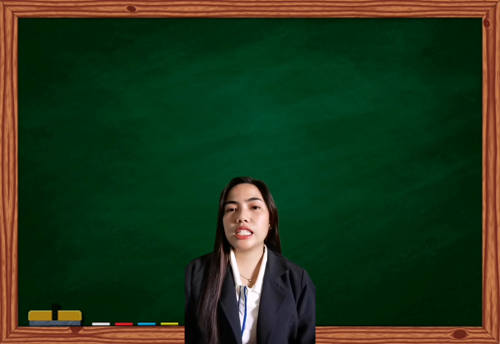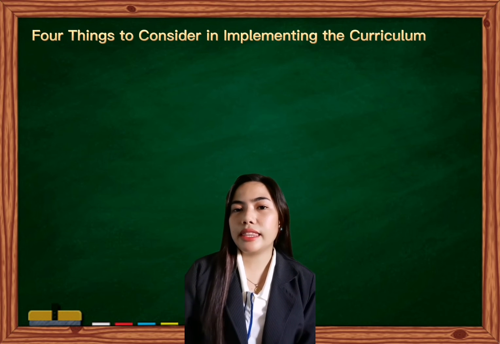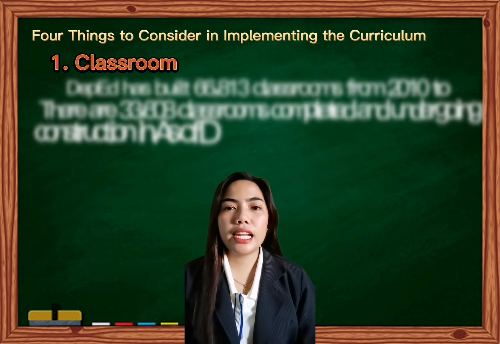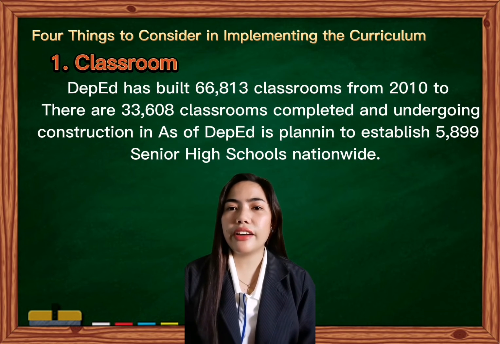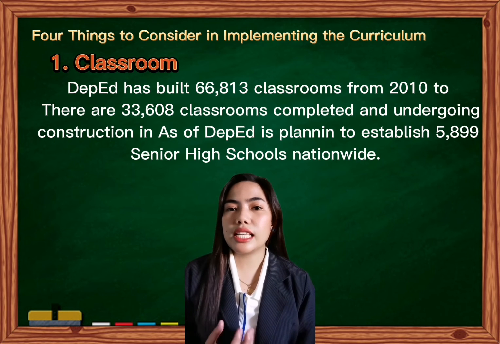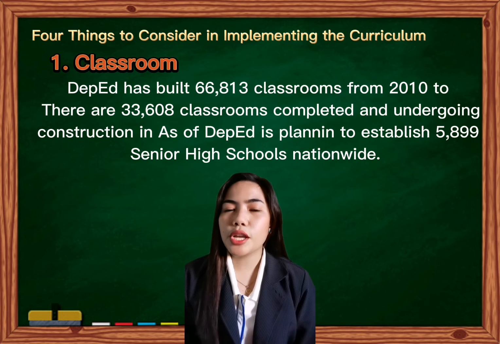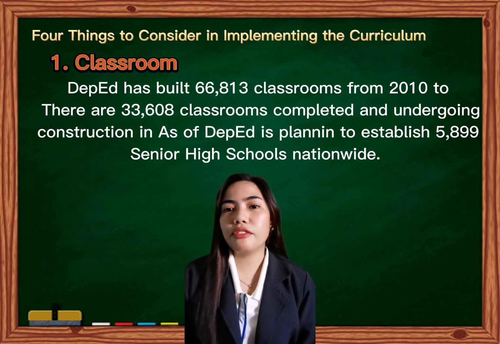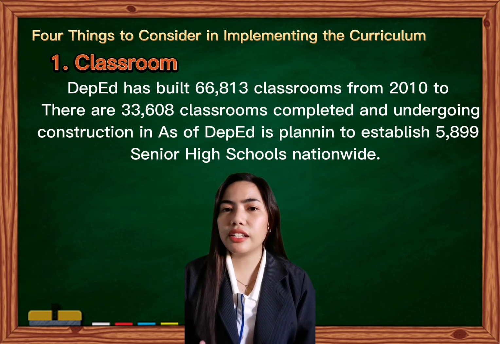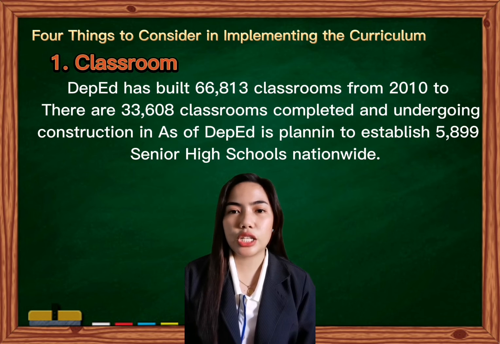There are 4 things to consider in implementing the curriculum. Number 1, classrooms. DepEd has built 66,813 classrooms from 2010 to 2013. There are 33,608 classrooms completed and undergoing construction. DepEd is planning to establish 5,899 senior high schools nationwide.